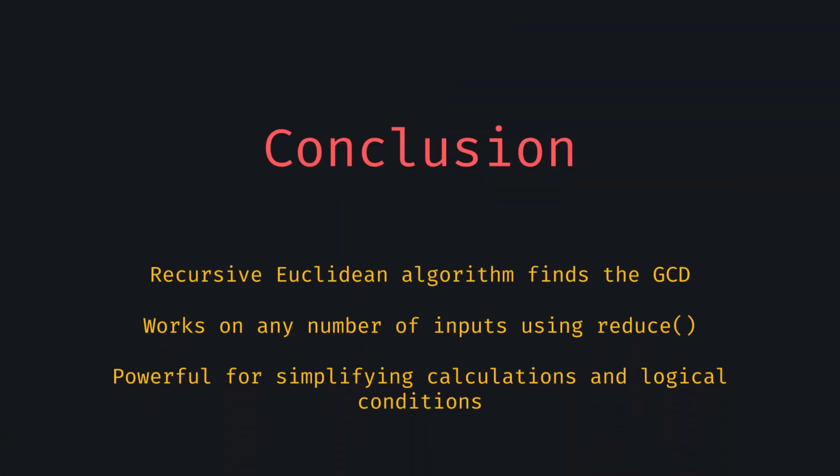This wraps up our breakdown of calculating the GCD in JavaScript. Using recursion and array reduction, we've built a powerful and concise utility. Try applying this logic to more advanced use cases in your own code.